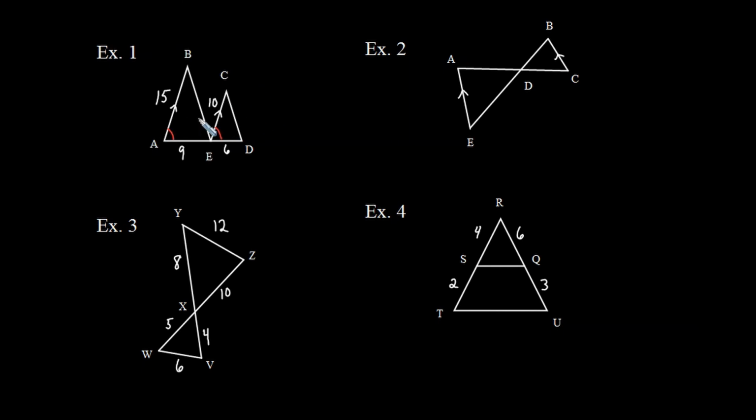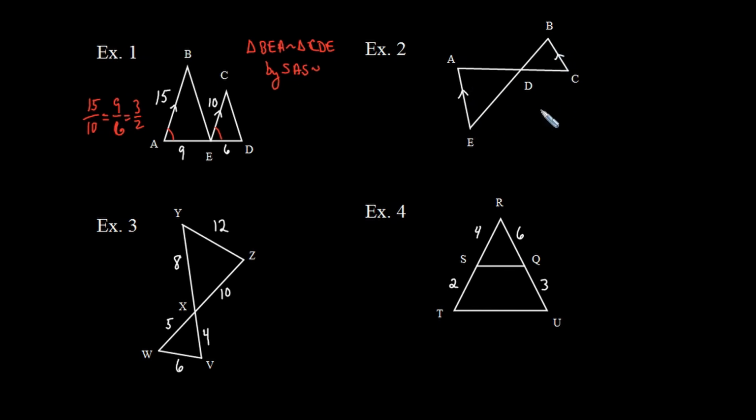We would want to check the proportionality of the sides. So you can check 15 over 10, that's equal to 9 over 6, and those both simplify down to 3/2. So we have the sides, we have the included angle, so we can write our similarity statement. Triangle BEA is going to be similar to triangle CDE, and that's going to be by the side angle side theorem.